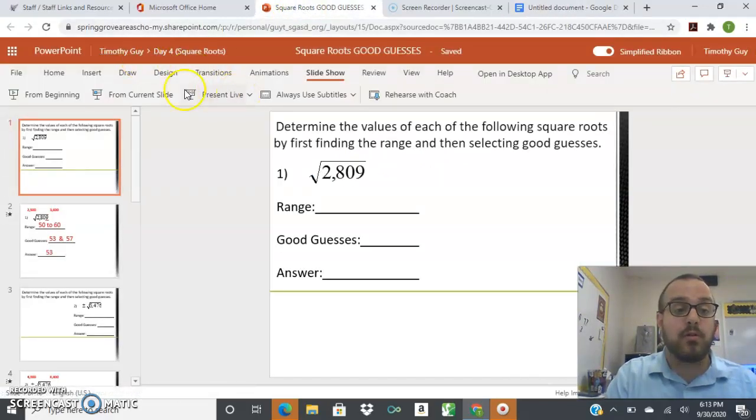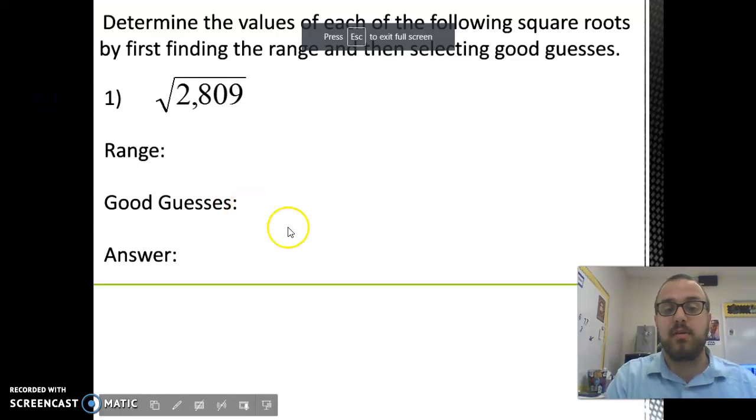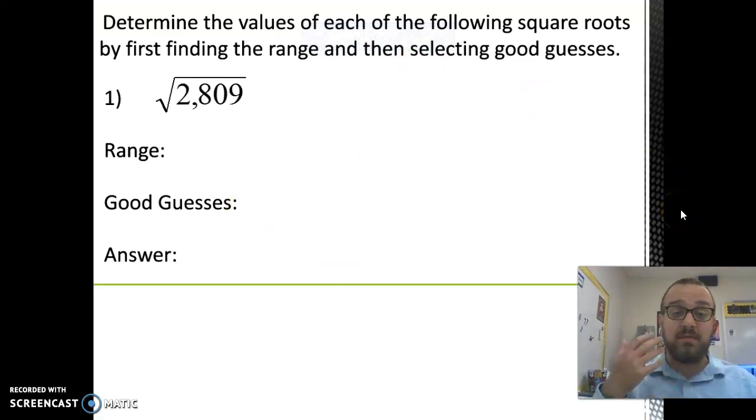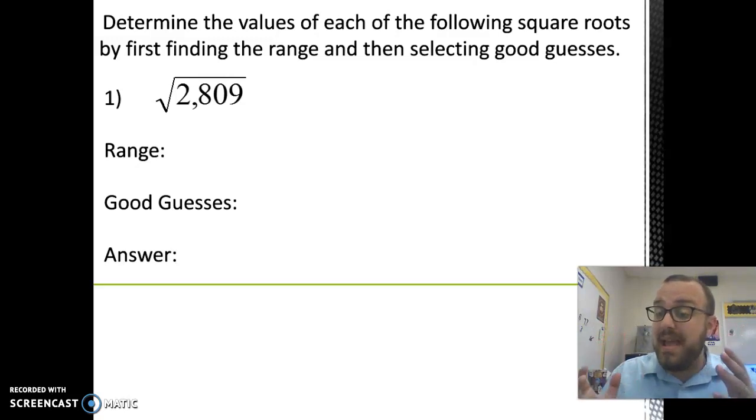Let's see why we're talking about this or what kind of problems we're going to be asked to do. Basically, I'm going to give you these really large perfect squares. So here we have 2,809, and without a calculator, just by making some good guesses, I want you to tell me what that perfect square equals. Mr. Guy, that's crazy. How can I ever figure that out? Well, we're going to basically be creating intervals around these so that we can make some good guesses and some good estimates. So let's start with this one, 2,809.